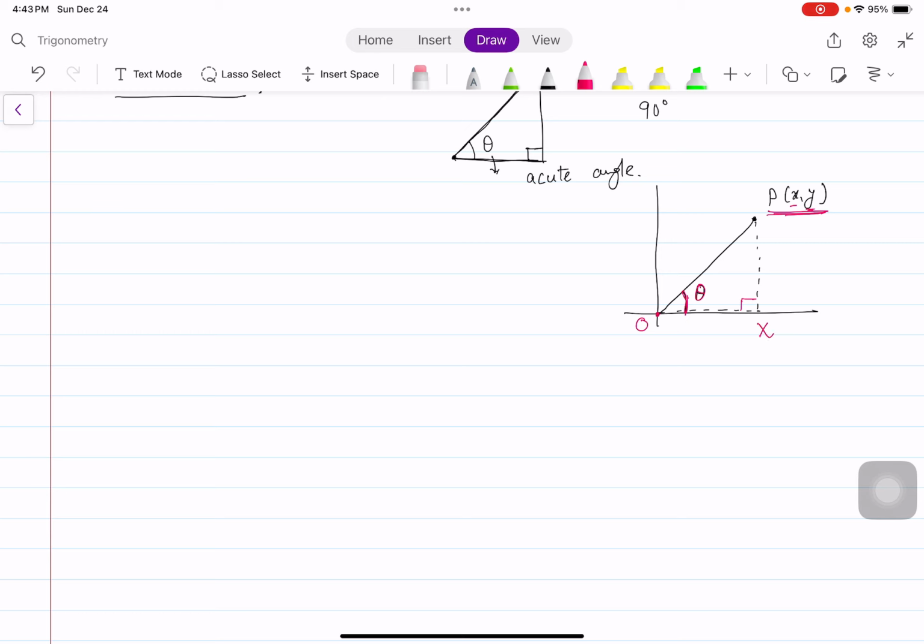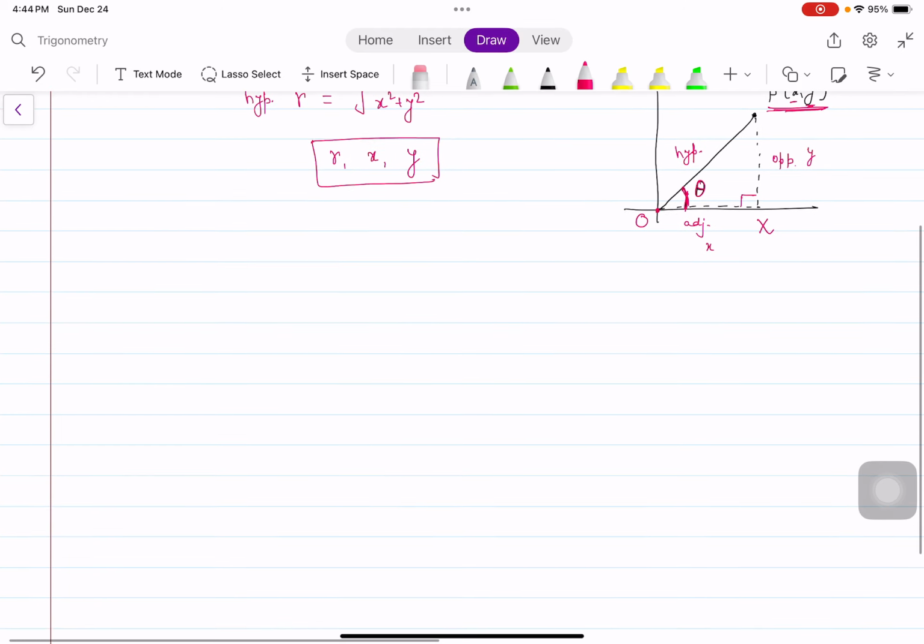So if this is the acute angle, this side is the opposite side, this side is the hypotenuse, and this side is the adjacent side, right? Based upon the information that we know, since this length is x and this length is y, using the Pythagorean theorem the hypotenuse, let's denote it by r, is given by the square root of x squared plus y squared. So now we know r, x, and y. Based upon this information, we can find the trigonometric functions.